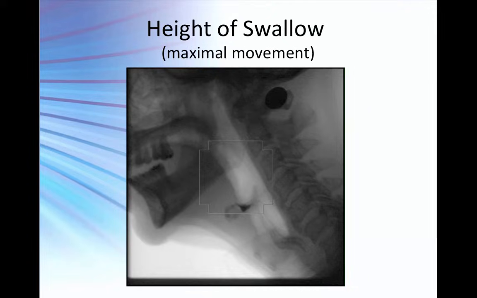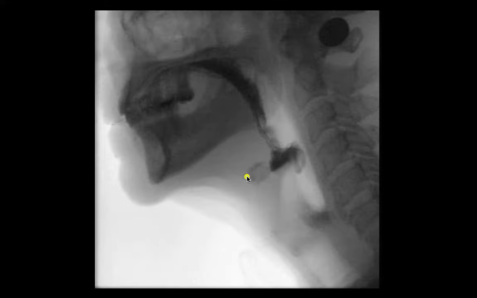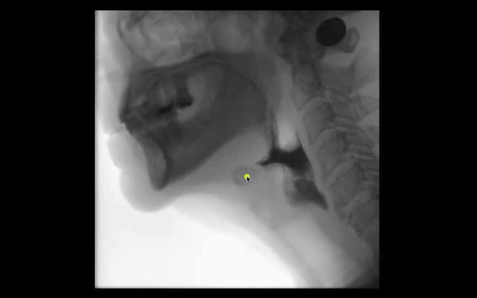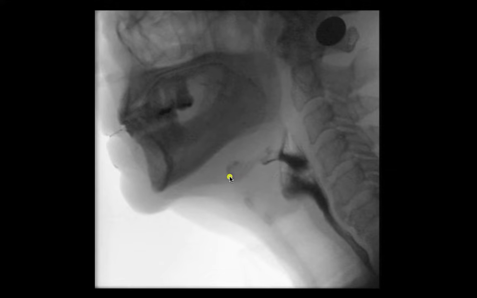So let's take a moment to review where the height of the swallow would actually be. So I'm going to put my eyes on the hyoid bone, and we're going to track the hyoid forward, right? And you see the hyoid movement.